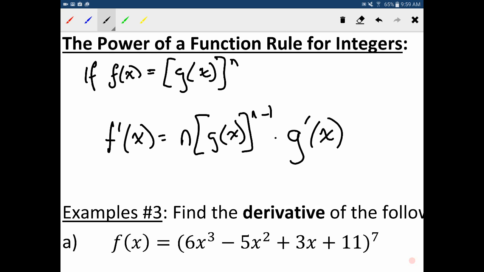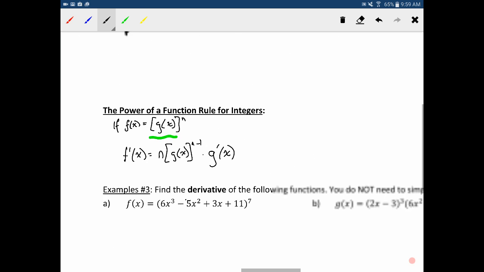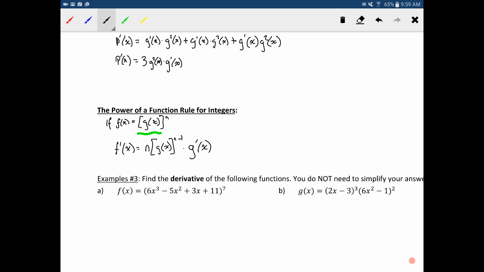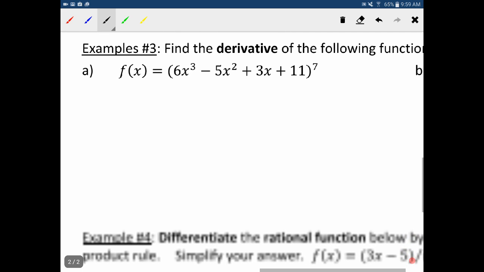So it's almost like we're treating this whole thing just as the way we would take the derivative of a polynomial. We put the n out front, we reduce it by 1, but then we have to multiply it by the derivative of whatever that function is. Okay? So let's use that to do a couple more complex ones here.